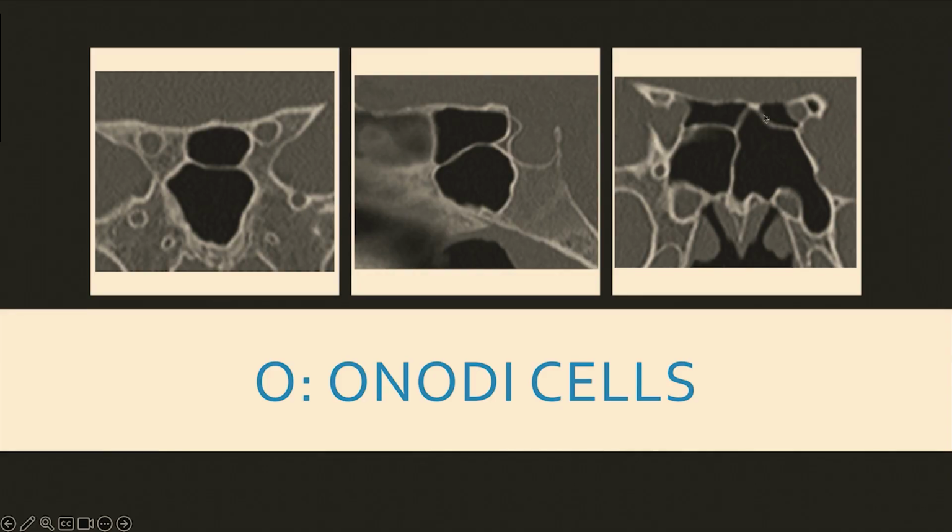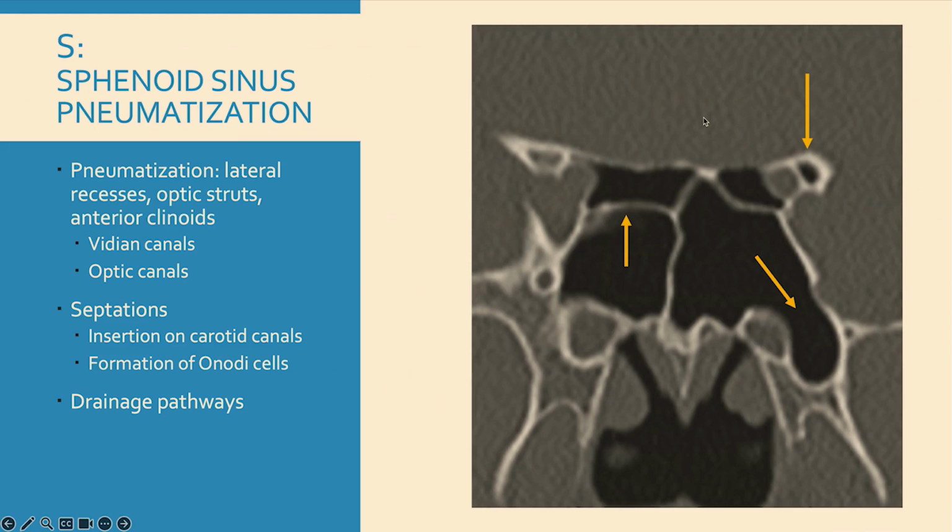Here are two Onodi cells, one on the left and one on the right. These are two horizontal septations. Both of these will get you in brain if you're not careful. You keep working your way back, hoping that you have the cushion of the sphenoid sinus there. The S, there are a few S's, by the way, but we're close. Again, these horizontal septations, you want to look at that.